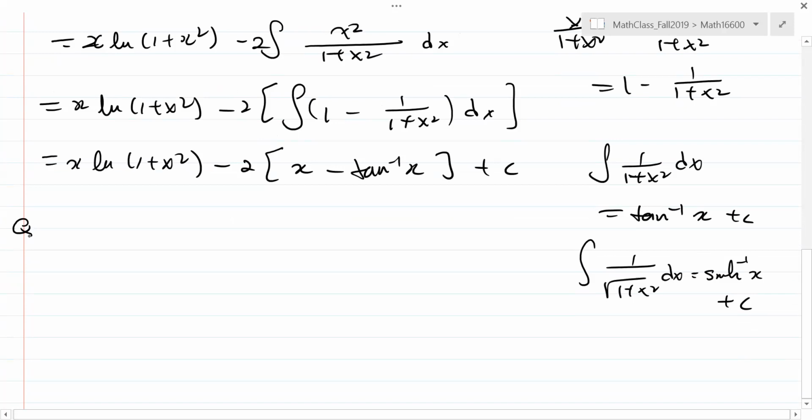Those formulas are not given on the quizzes. Okay. So let's do the next problem. This is a pretty strange equation, right? Integral. So can you try this?